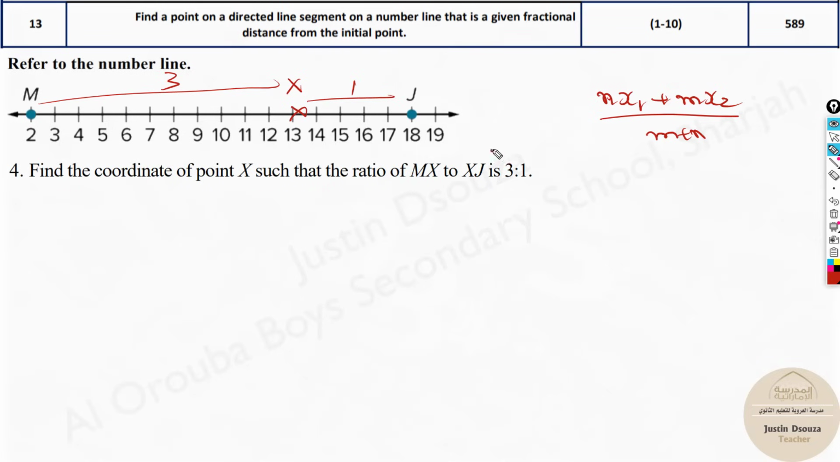What are this m and n? m and n is the ratio, m is to n. n comes first with x1, plus m with x2, divided by m plus n. x1 over here is the initial point and the terminal point is x2.